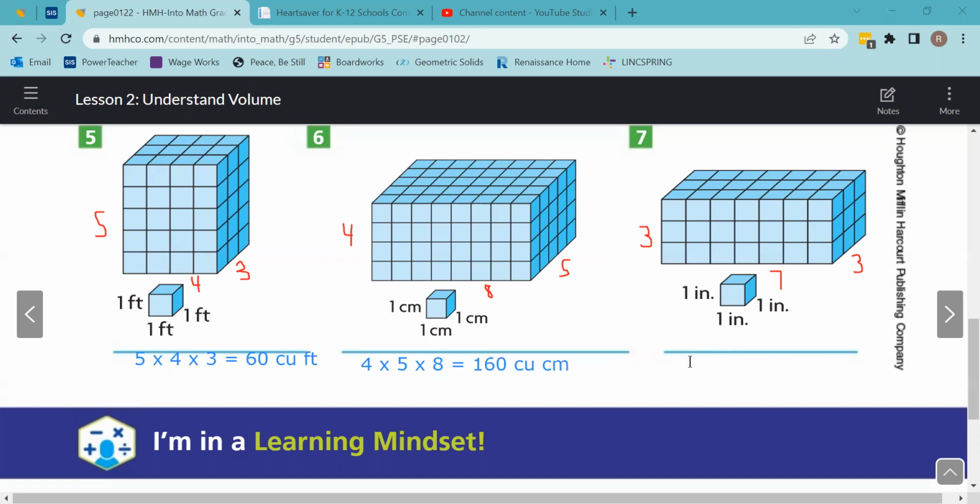Here we have 3 times 3 is 9. 9 times 7. I know that one. That's a good fact to know, right? 63 cubic inches. That's great. So if you multiply in a different order, that's just fine. 3 times 7 is 21. Guess what 21 times 3 ends up being? You got it. 63. Very good.